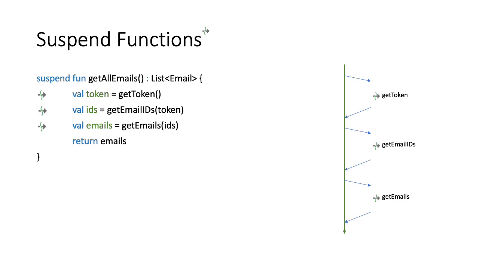The suspend keyword means that the function can be blocking. It lets the Kotlin compiler help inject mechanisms called continuations to be able to free up the calling thread to do other things while the function is blocked. On the right, you see a thread not getting blocked while get token, get email IDs, and get emails are being called. They are suspend functions.